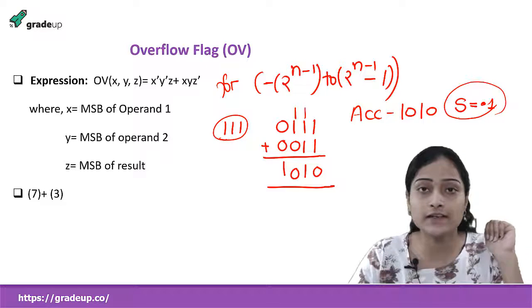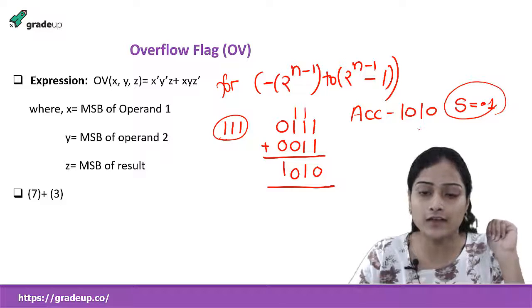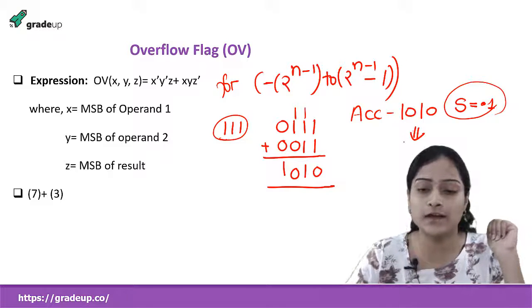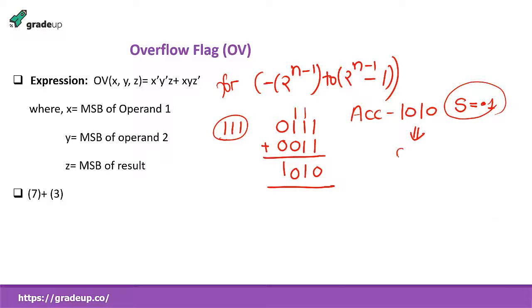And whenever the signed bit is set to 1, the actual output is the 2's complement of the data. So it will perform the 2's complement of this data: 0101 and 1 addition. Then it will be 0110. Then you will get output as 6. Is 6 the correct output? Tell me, is 6 the correct output? No, 6 is not the correct output.